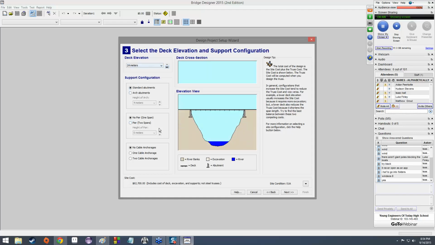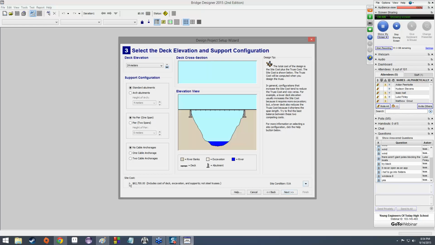So we're going to keep all these things at standard. So 24 meters, standard abutments, no pier, and no cable anchorages. We're going to do that for now. For the contest, you can use what you'd like. But for our examples, and just to see how a bridge gets created, we're going to use the standard options.